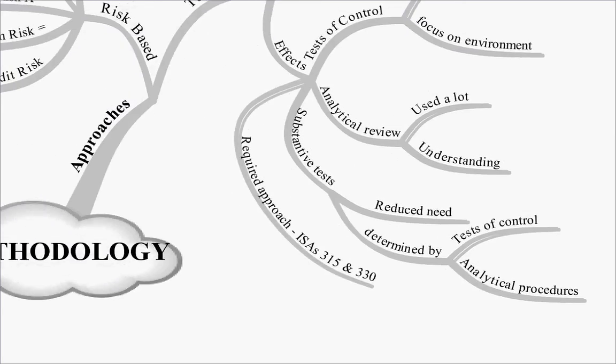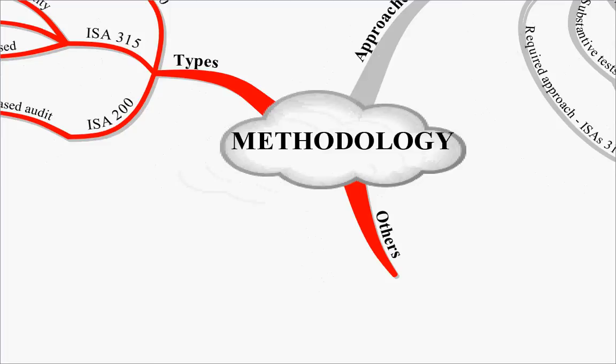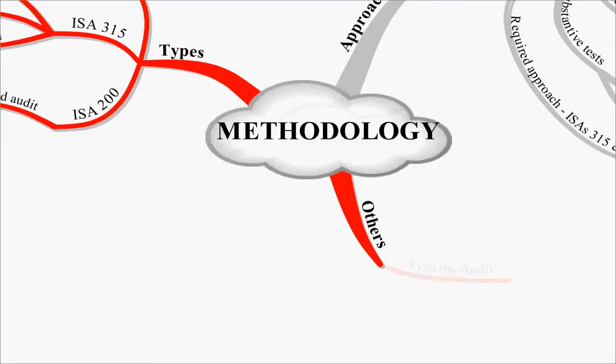This top-down approach is the required approach under ISAs 315 and 330. So thinking about methodology, we have to take a risk-based approach and we have to take a top-down approach. So we'll assess the risks at a high level, we'll see how they should be reflected in the accounts and focus on those risks. This is the required approach under the ISAs. Other approaches or other types of audit you might hear or see in the exam.